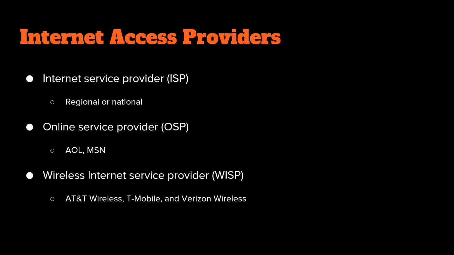An internet service provider is a regional or national internet service provider. A regional internet service provider is provided for a specific geographical area, whereas a national internet service provider allows access nationwide. An online service provider has members-only features that offer special content and a variety of services. A wireless internet service provider serves internet-enabled mobile devices that include smartphones, tablets, computers, and e-book readers.